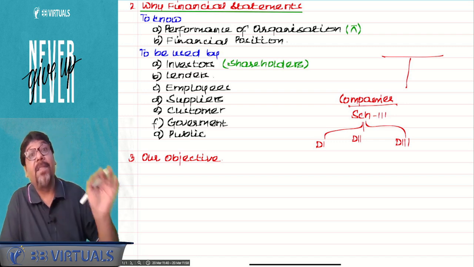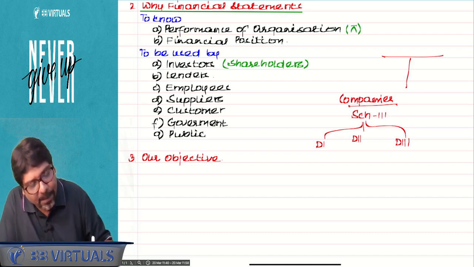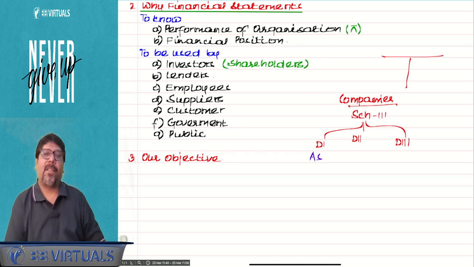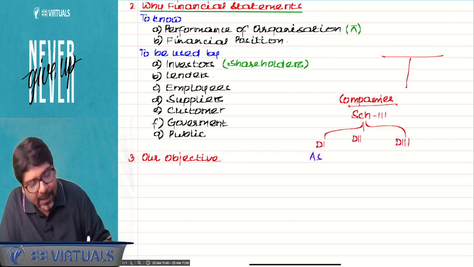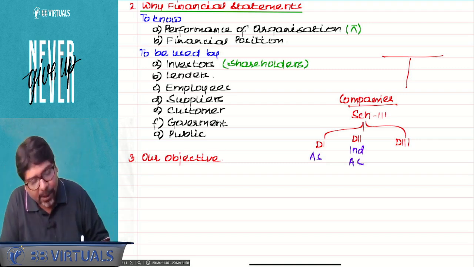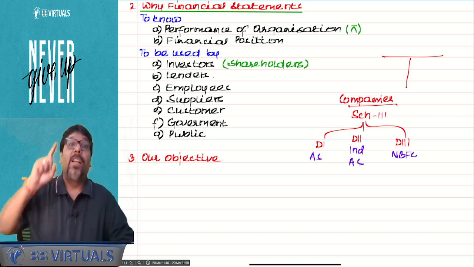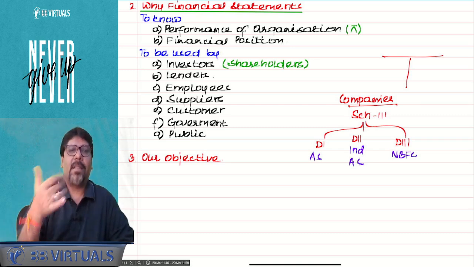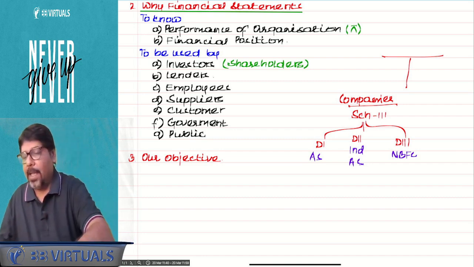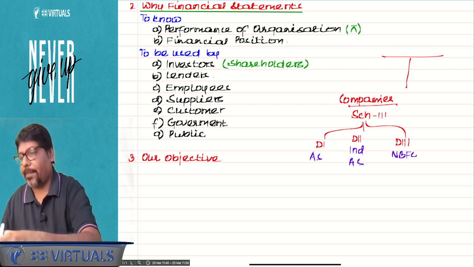Schedule 3 gives us three types of balance sheet: Division 1, Division 2, Division 3. Division 1 is for those companies which follow AS. Division 2 is for those companies which follow Ind AS. And Division 3 is for NBFCs, non-banking financial companies. Sir, one example of a non-banking financial company? Bajaj Finance. They call you, asking if you want to take a loan. They are not banks. Correct?